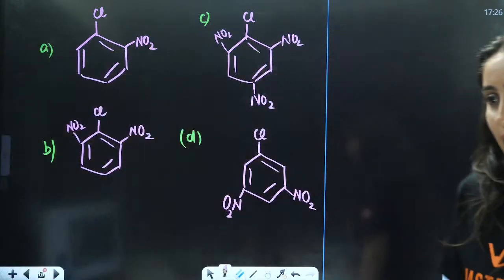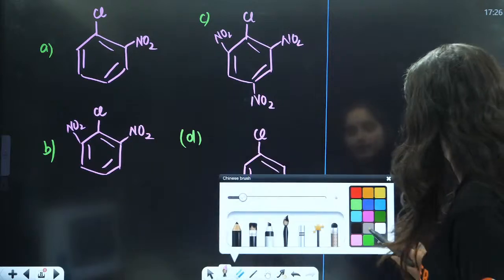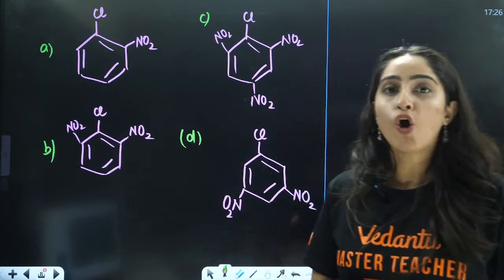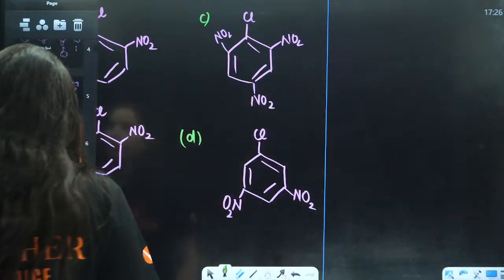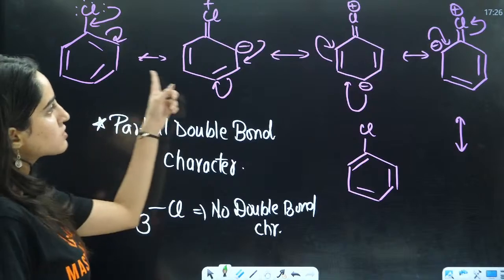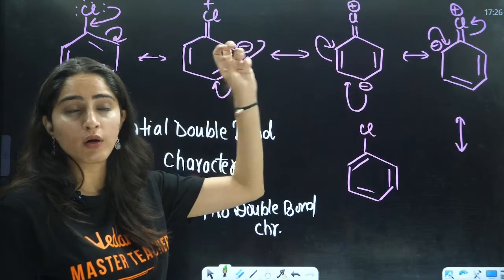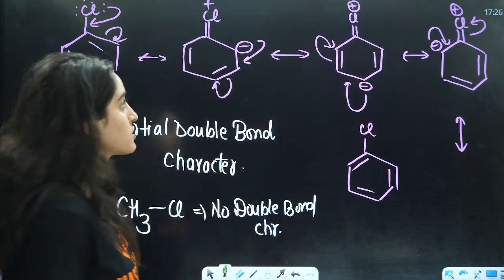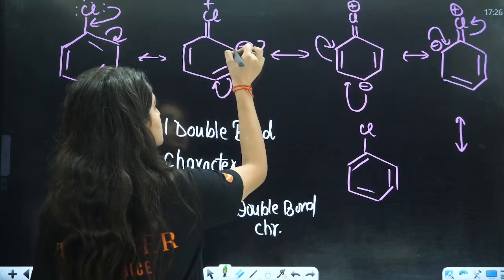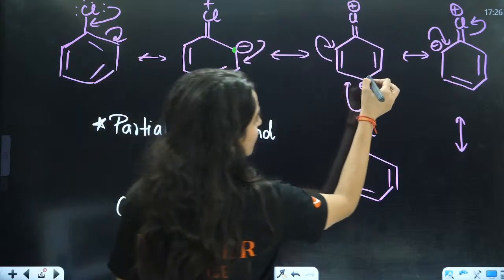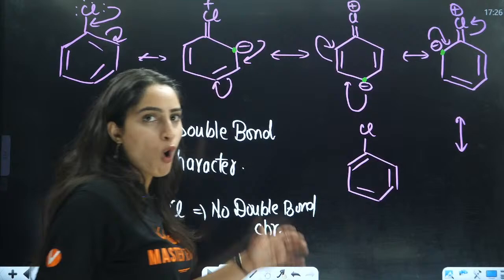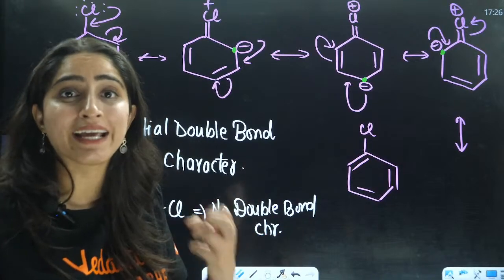Yes, A, B, D, C. Now let us see what will happen here. Now remember, at ortho and para position, what I told you. At ortho and para position, when we were drawing the resonating structures here, this is the ortho position, this was the para position, and this is the ortho position. That means at ortho and para position, you have a negative charge.